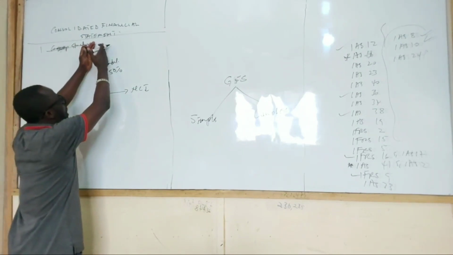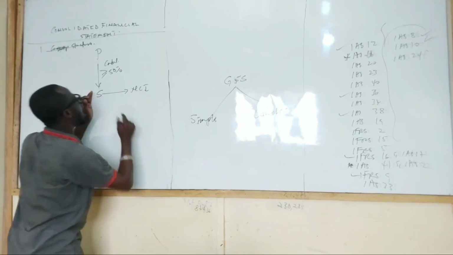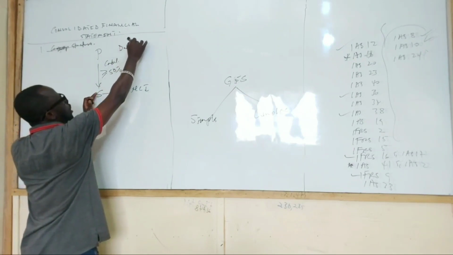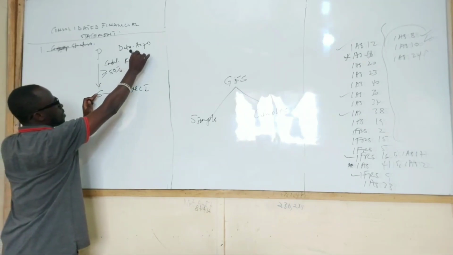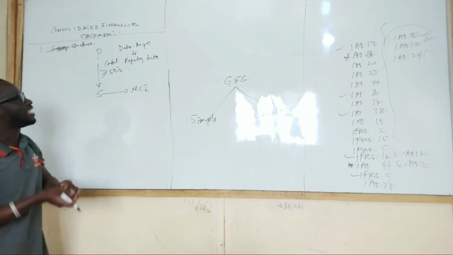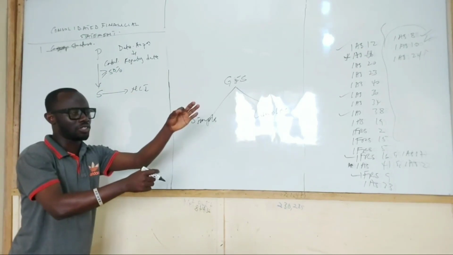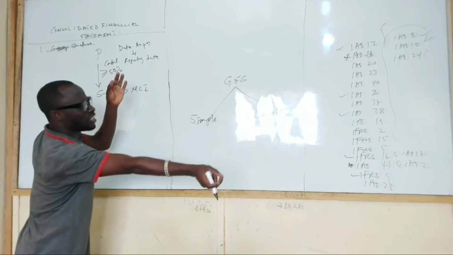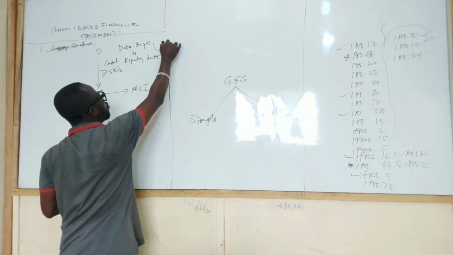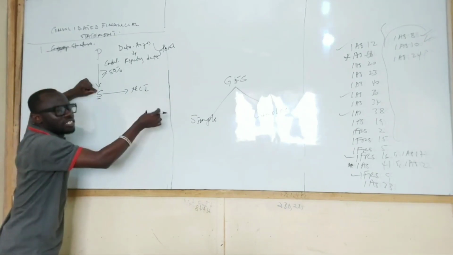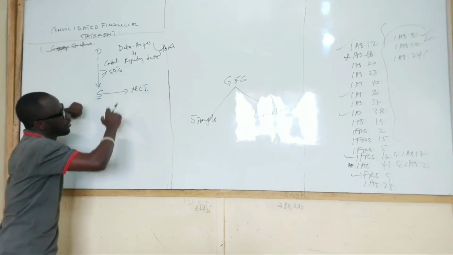Now, when we know the parent and the subsidiary and determine the NCI, remember it's a simple group structure, we need to know the date of acquisition as well as the reporting date. Among other things, this is even much more important than any other thing. So we must know when the acquisition took place and when the reporting date is. Why? Because that will tell you the period you're going to use to apportion the subsidiary's profit as well as the subsidiary's income statement information. I'll come back to that.